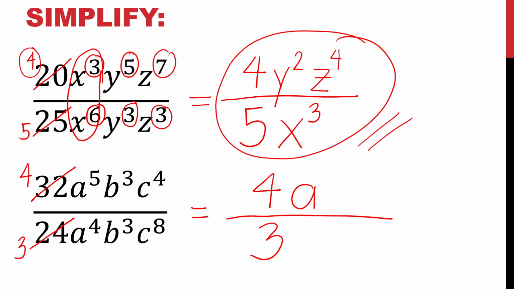What will happen to variable b? It has the same exponent. Cancel, sir. What about the variable c? Where do we write it? Denominator. What is the exponent? 4.